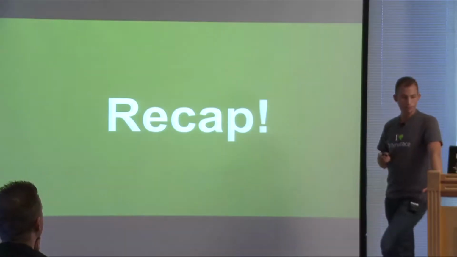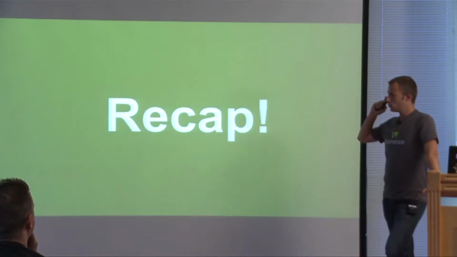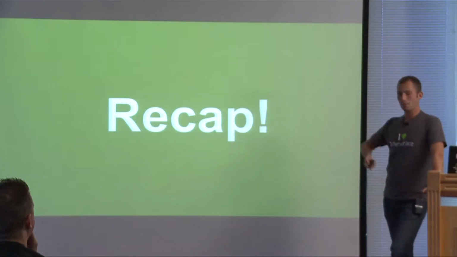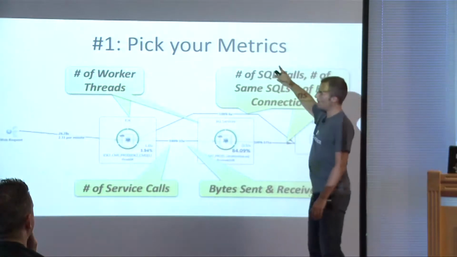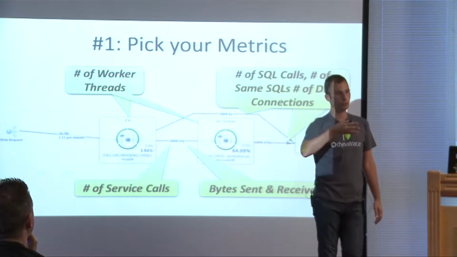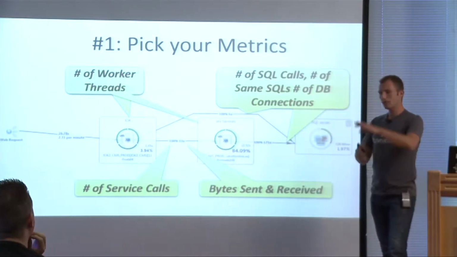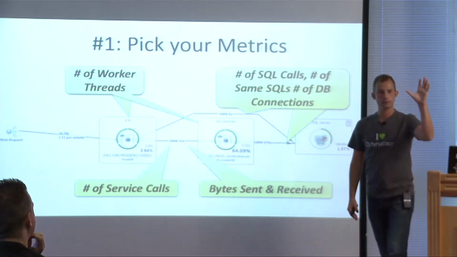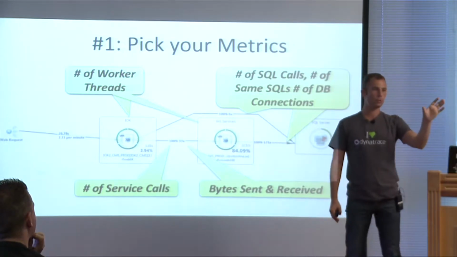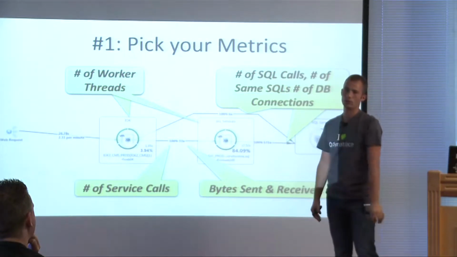So a quick recap. I want you to not go home now, but when you go home, pick your metrics. I showed you some today, and I'll show you more in the afternoon. Don't take 20. Start with two or three. Then figure out how you can get to these metrics on your local machine, in your CI environment, in your testing, and also in production.